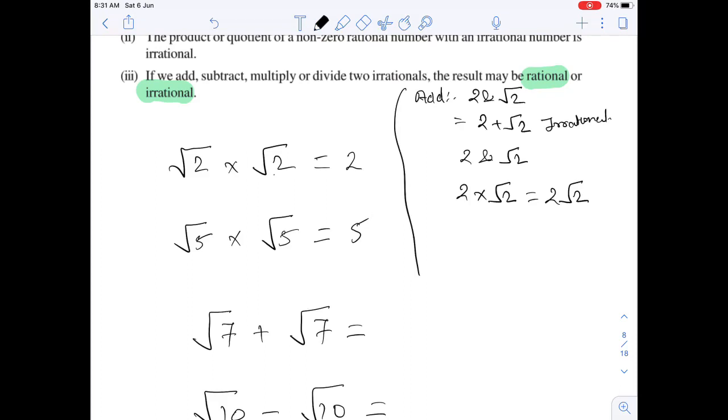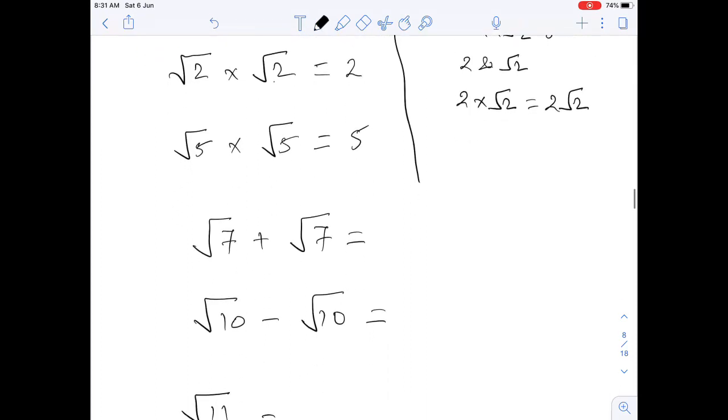Now let us see how to add two irrational numbers. Here we have two irrational numbers, root 7 and root 7. Both the numbers have the same root and the same base number, so we can say that these both are like or same. In such a condition we can simply write how many times root 7 is there. It is 2 times, so our answer is 2 root 7.